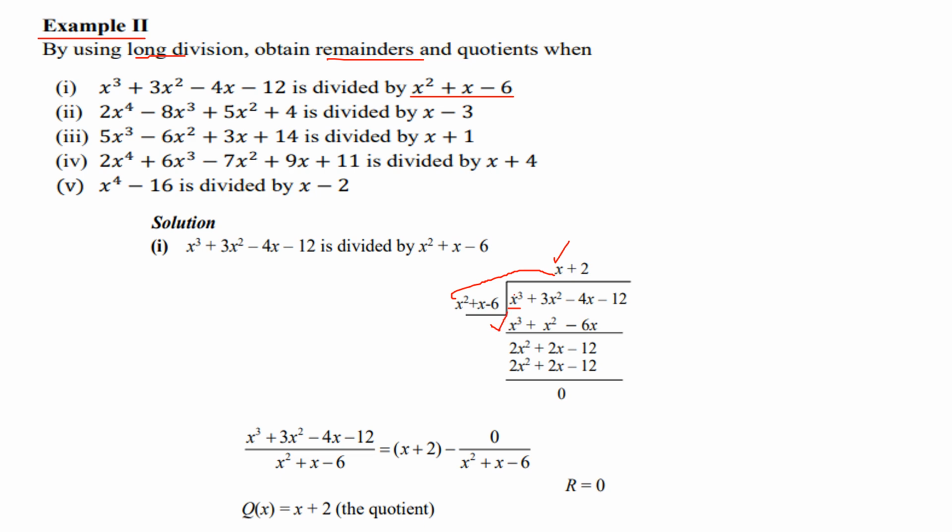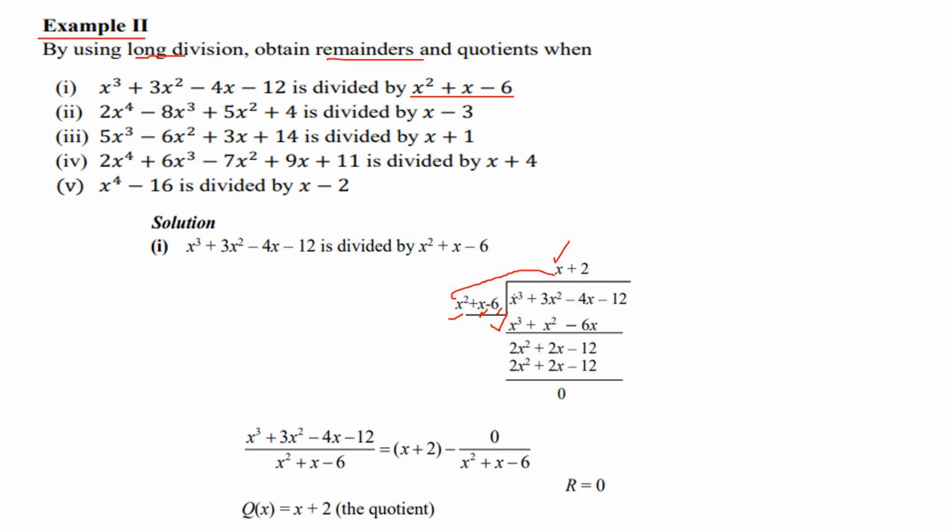When you multiply x with x squared, you get x cubed. When you multiply x with x, which is present in the divisor, you're going to get x squared. And when you multiply x with negative 6, you're going to get negative 6x. So I hope that has been clear. And that's what we shall be repeating.